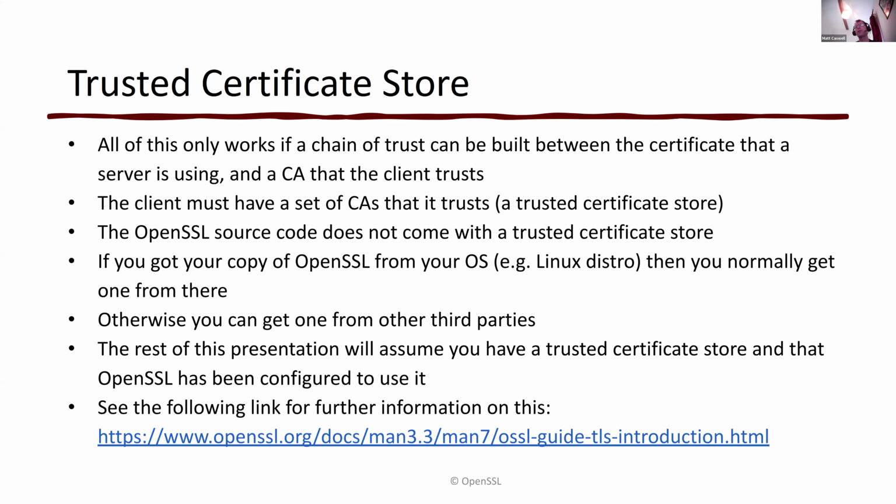So it's just important to point out that the OpenSSL source code itself doesn't come with a trusted certificate store. It doesn't come with a set of these trusted CAs. You would normally get this store from your operating system. So if you're on a Linux distribution, then they normally come with a trusted certificate store. Otherwise, there are other third parties that you can get them from. I'm assuming within this presentation that you've already got one. There is some more information on this and some tips on where you might be able to get hold of this at the link on the screen.